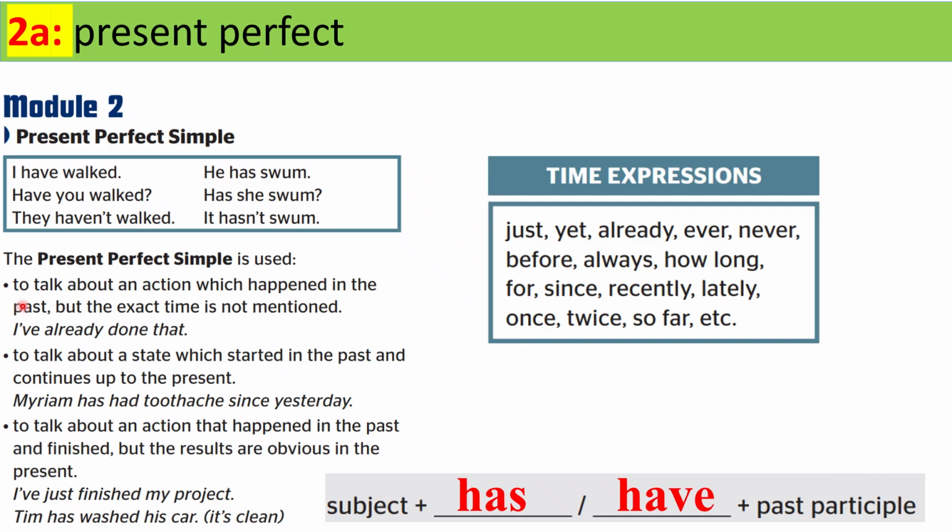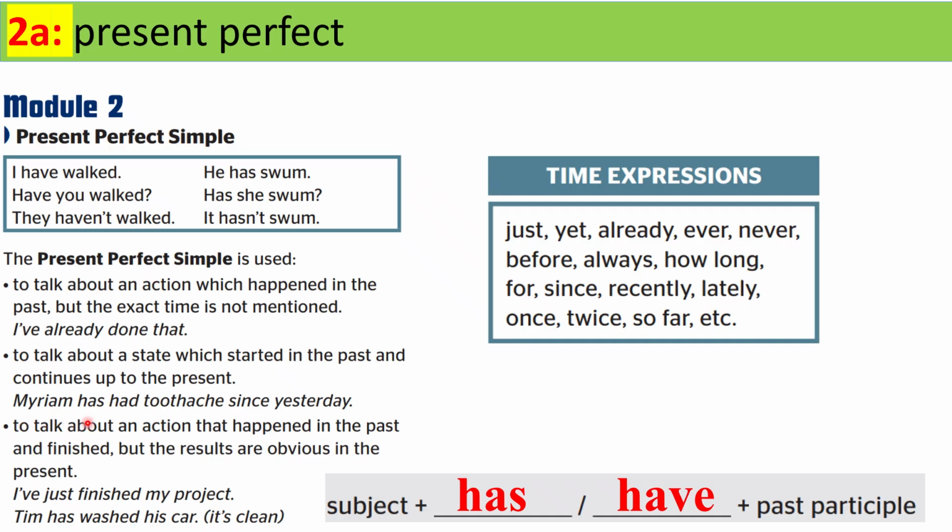Now, we have three main uses for the present perfect simple. The first use is to talk about an action which happened in the past, but the exact time is not mentioned. For example, I have already done that, but I don't know when I did it. The second use is to talk about a state which started in the past and continues up to the present. And this is the most common use for the present perfect.